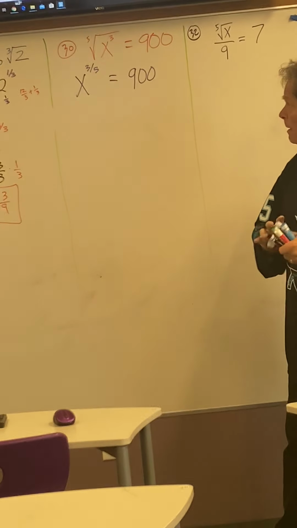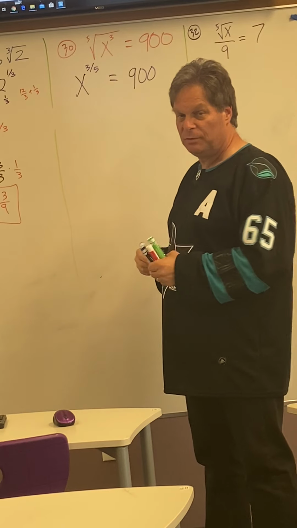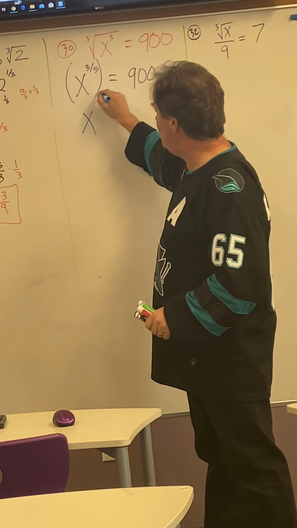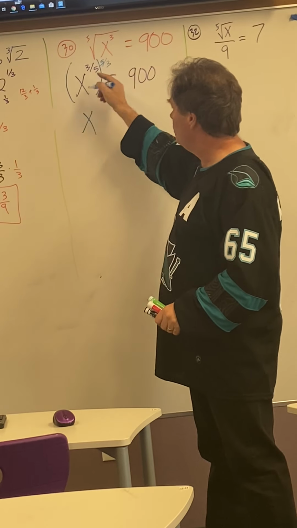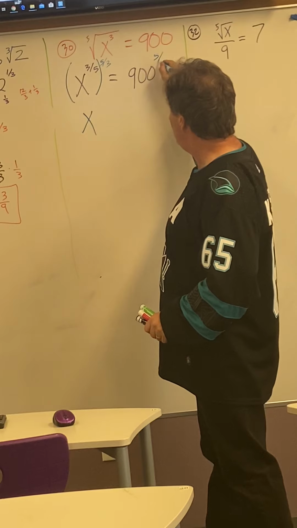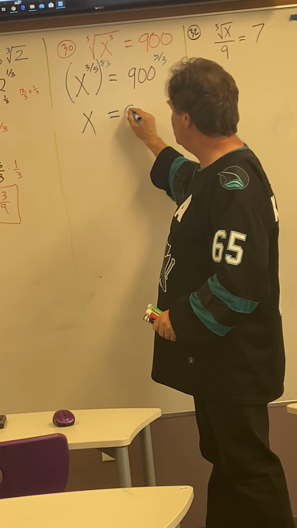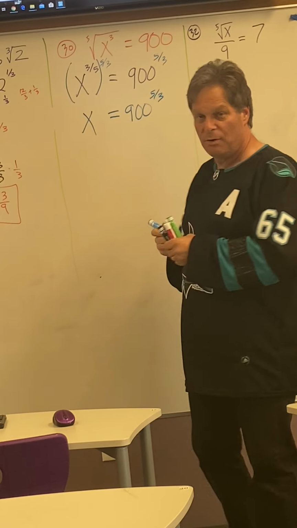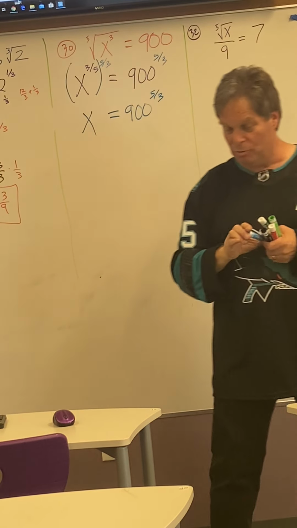Okay, now, I don't want x to the 3/5. I want regular, just x. If I just want x, I'm going to have to raise to the reciprocal power, which is 5/3, right? That means I got to raise this to the 5/3. So x is, oh my gosh, that was easy, 900 to the 5/3. Oh my gosh, can you believe it?